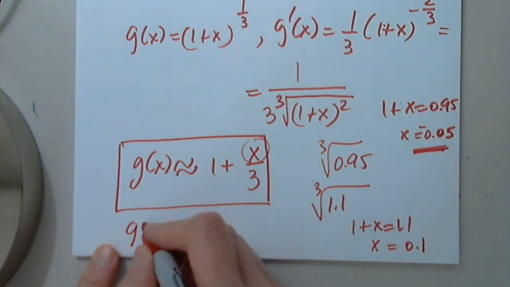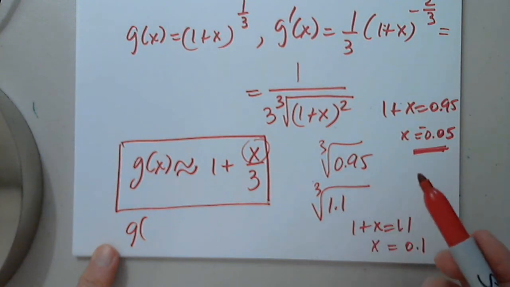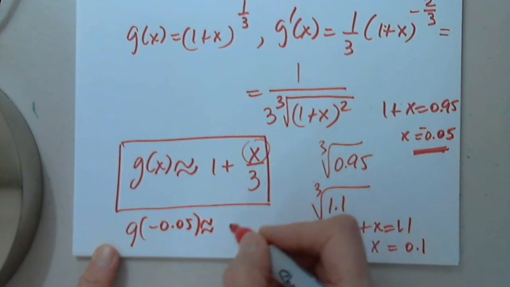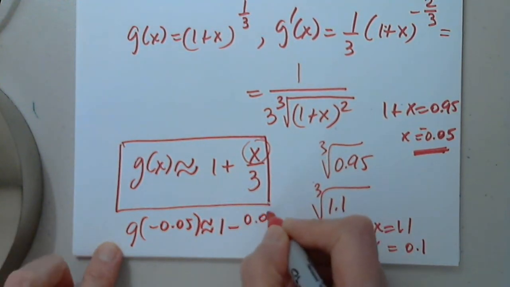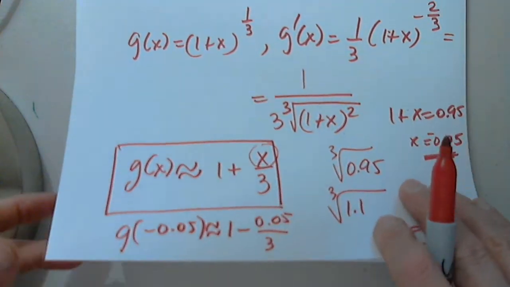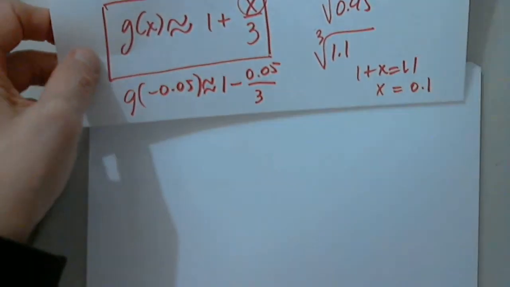So I will replace x by negative 0.05. So g of negative 0.05 is approximately 1 minus 0.05 over 3. And for the other one, when x is 0.1, then I will have 1 plus.